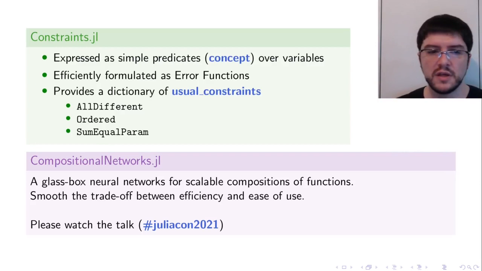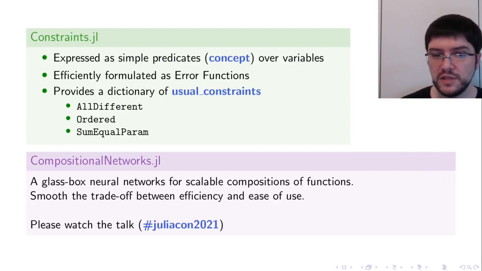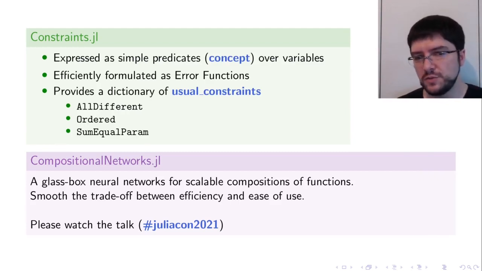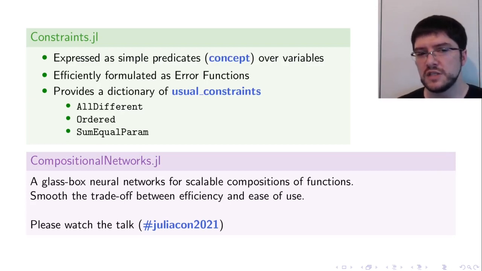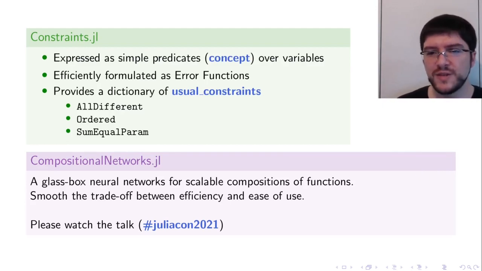closest solution. We also provide a dictionary of usual constraints: AllDifferent, where all values need to be different, Ordered, where all values need to be ordered, and SumEqualParam, where all the values need to sum and be equal to a parameter. Of course, we do have other constraints that I will not list here.